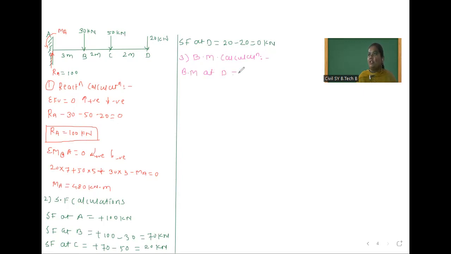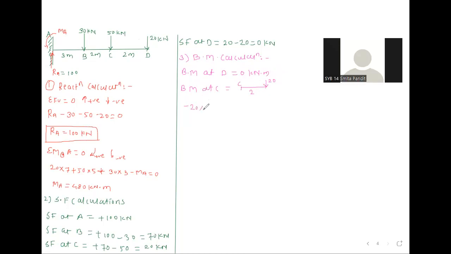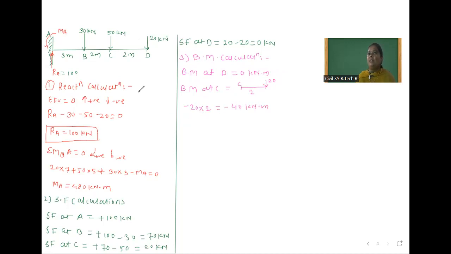Bending moment at D is equal to 0 kilonewton meter. After that, we will calculate at C. So bending moment at C, I will draw the span here. Here a 20 kilonewton force is applied, and this is our C point. The perpendicular distance is 2. This 20 is going downward, that's why minus 20 into 2, which is equal to minus 40 kilonewton meter. After that, we will calculate bending moment at B.